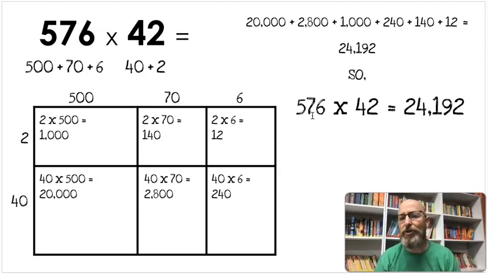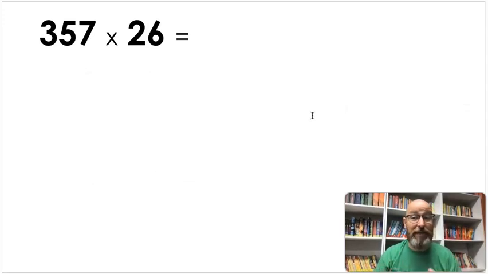Now, every time you multiply a 3-digit times a 2-digit does not mean you're going to get an answer that big. And that's okay. Sometimes it might be. It depends on what you're multiplying. Now, again, if you want to pause the video and try this out for yourself and then come back and check your work, you absolutely can do that. If not, let's keep on watching. And this will be our last problem. 357 times 26.